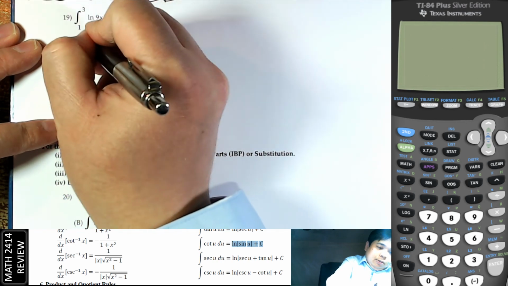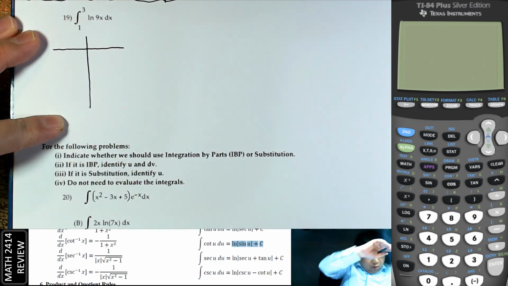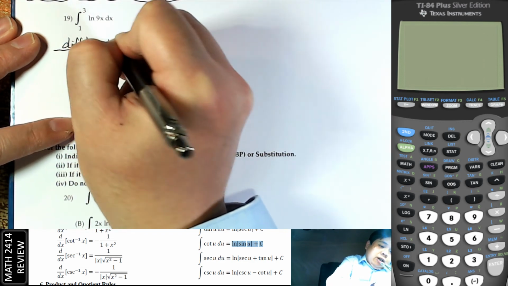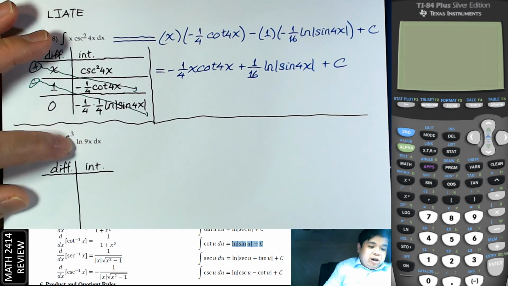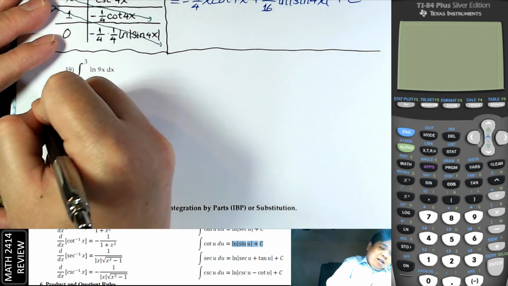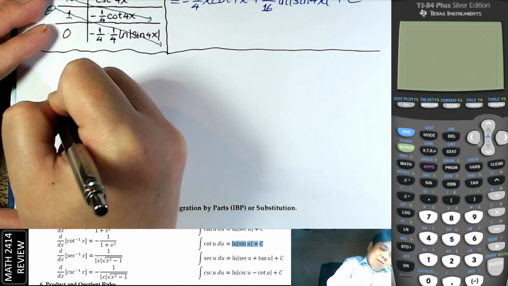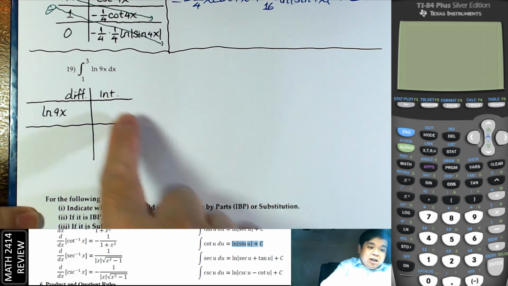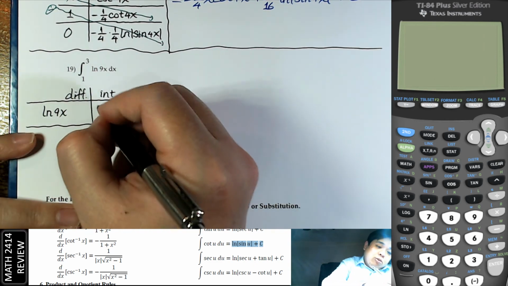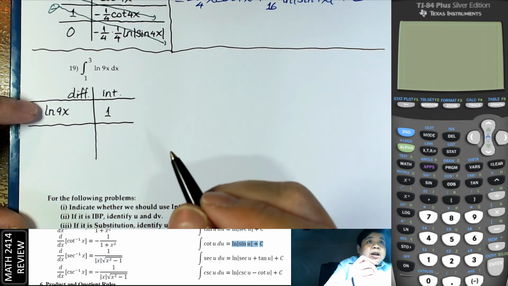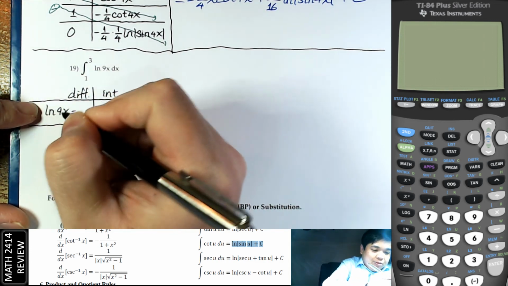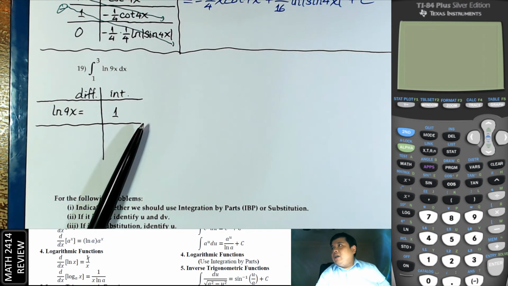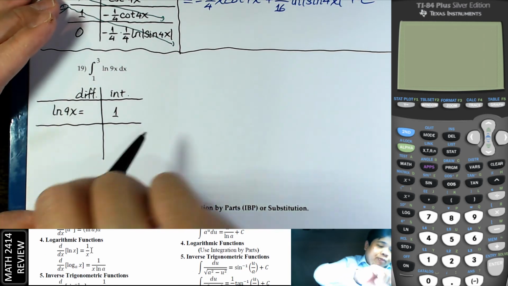So, to be differentiated, to be integrated. And let's check. There's a log, okay? That's the first thing we see, ln of 9x. And then we don't have anything on that side, so we just have to put 1. Right, derivative of ln of 9x, well, what's the derivative of ln? It's 1 over, reciprocal, right?